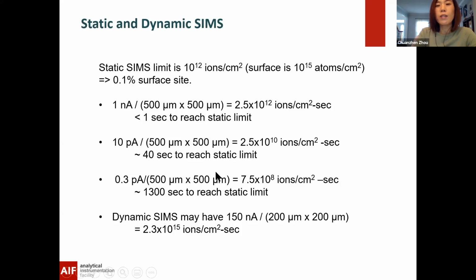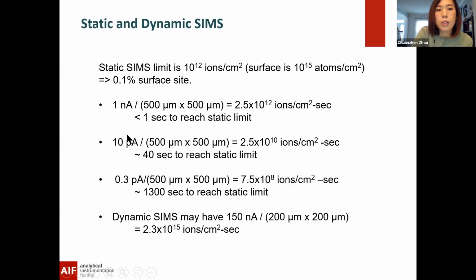All right, so let's do some simple math to reiterate the static SIMS and dynamic SIMS ranges. Normally the static SIMS limit is 10 to the 12 ions per centimeter squared, which is 0.1% of the surface sites. Imagine you are using 1 nanoamp current and sputtering within a 500 micron by 500 micron area. You end up with 2.5 times 10 to the 12 ions per centimeter squared per second, which means you reach the static limit in less than 1 second.